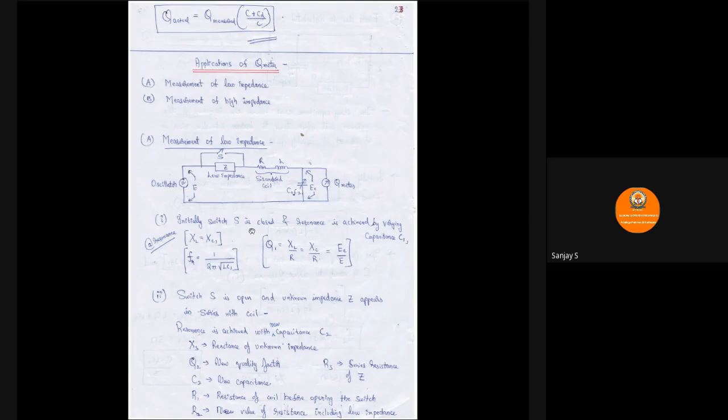Initially, the switch S will be closed. Once the switch S is closed, our low impedance element will be bypassed, so that we have only the standard coil and the capacitor and the source, which is called as tank circuit. So here the resonance will be achieved by varying capacitance C1. The source frequency of the oscillator will remain fixed, and capacitance will be varied, and resonance will be achieved, and the capacitance at which the resonance will be achieved is nothing but C1.